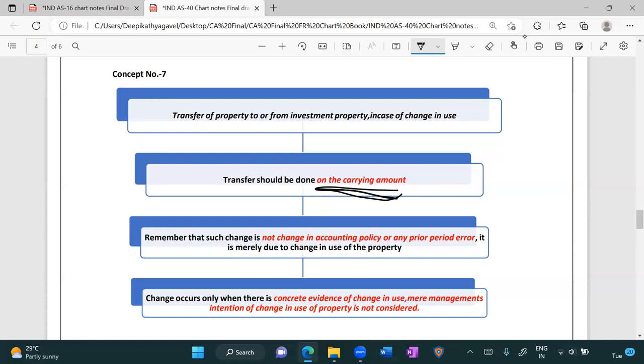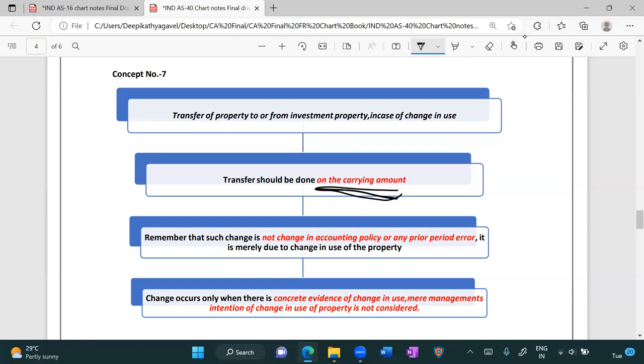Obviously no, right? It is a change that is happening because of the change in the use of the asset. That has nothing to do either with the accounting policy, nor is it a prior period error. It is nothing of that. It is a change happening because of change in use of the particular property. Previously, the property was being used as owner-occupied, right? Previously, it was used for administrative purposes, so it was under owner-occupied property. So we applied Ind AS 16.